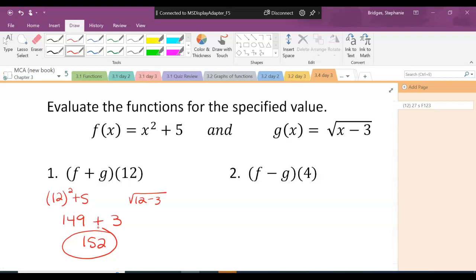All right, so try 2. The same concept, except this time when you get the results of each, you're going to subtract instead of add because it says f minus g. Again, you could actually take the function f and g and subtract them and then plug the 4 in. However, I find it's easier to do them individually and then subtract the results.